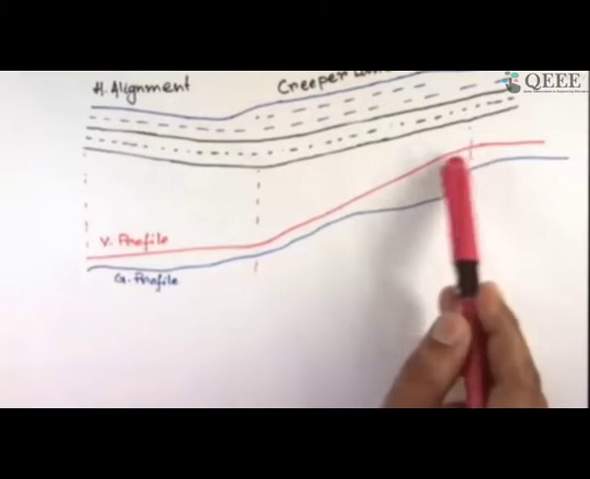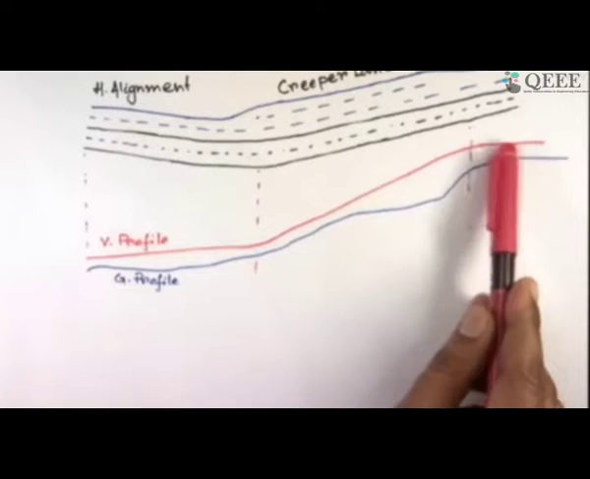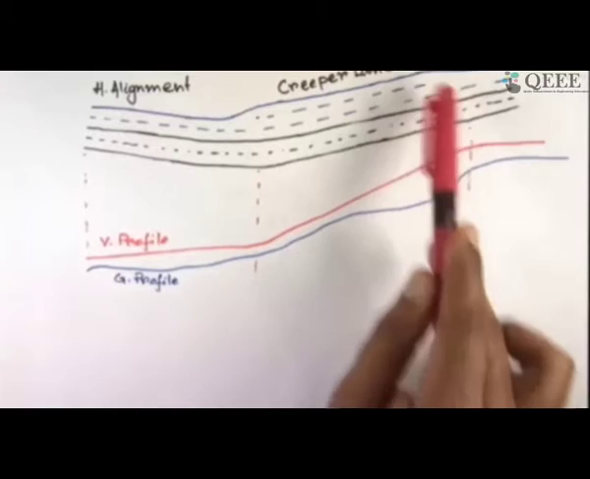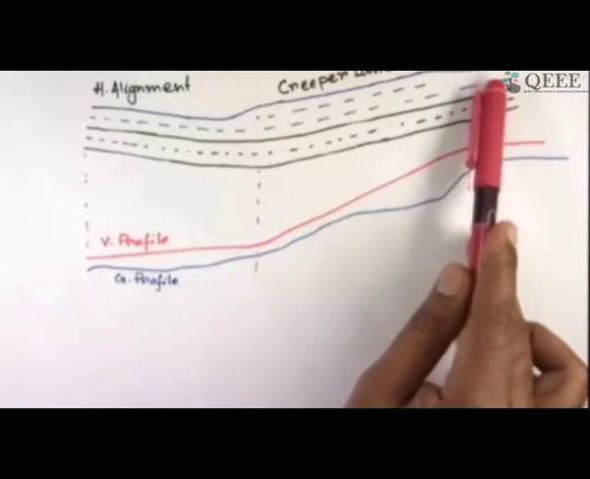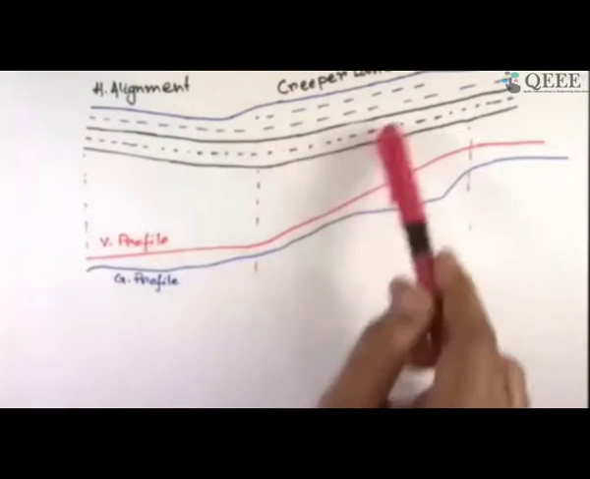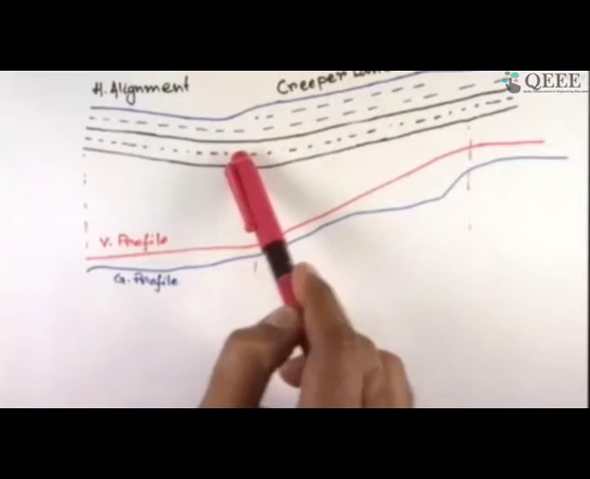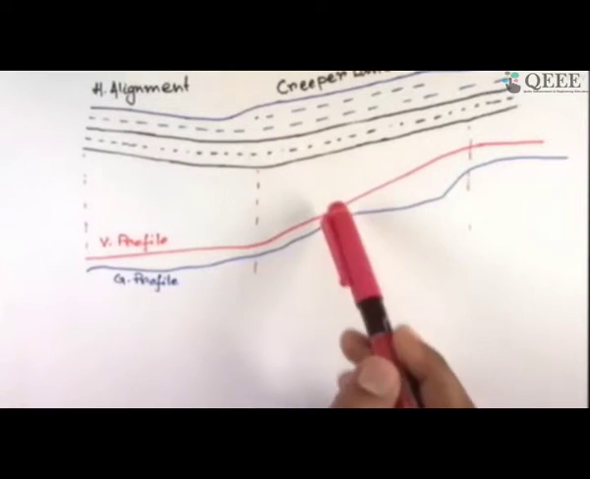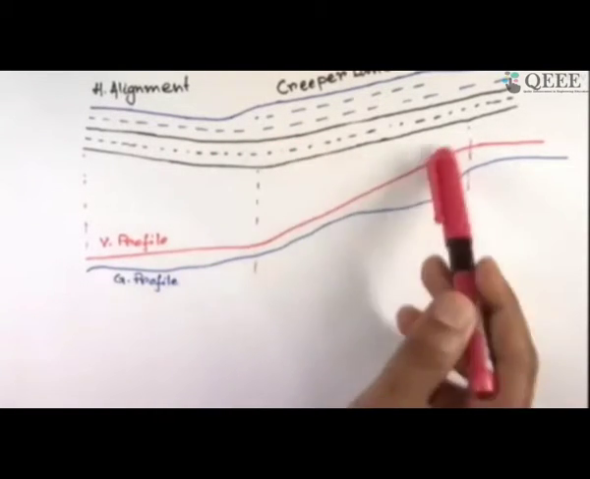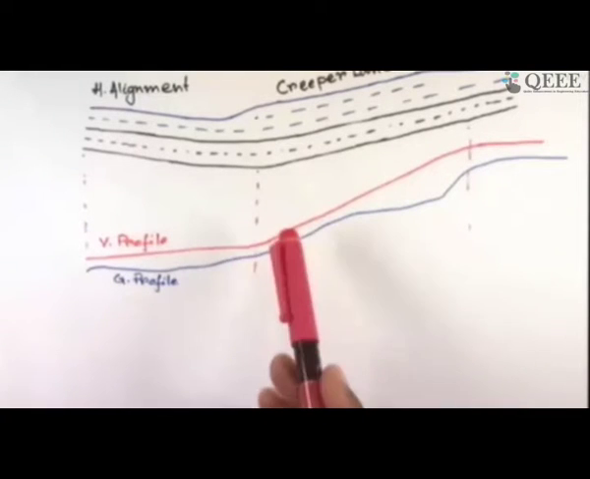And as the grade comes back to normal after this point, the creeper lane ends, and again it is back to 2 lanes. The other direction, the black part, doesn't need a creeper lane because it is going downhill. So this is how it is going to look.